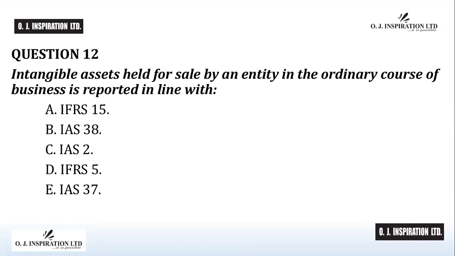C, IAS 2. Where another standard prescribes the accounting for a specific type of intangible asset, an entity applies that standard instead of IAS 38. An intangible asset held by an entity for sale in the ordinary course of business is accounted for in line with IAS 2 Inventories. C is the answer to question number 12.